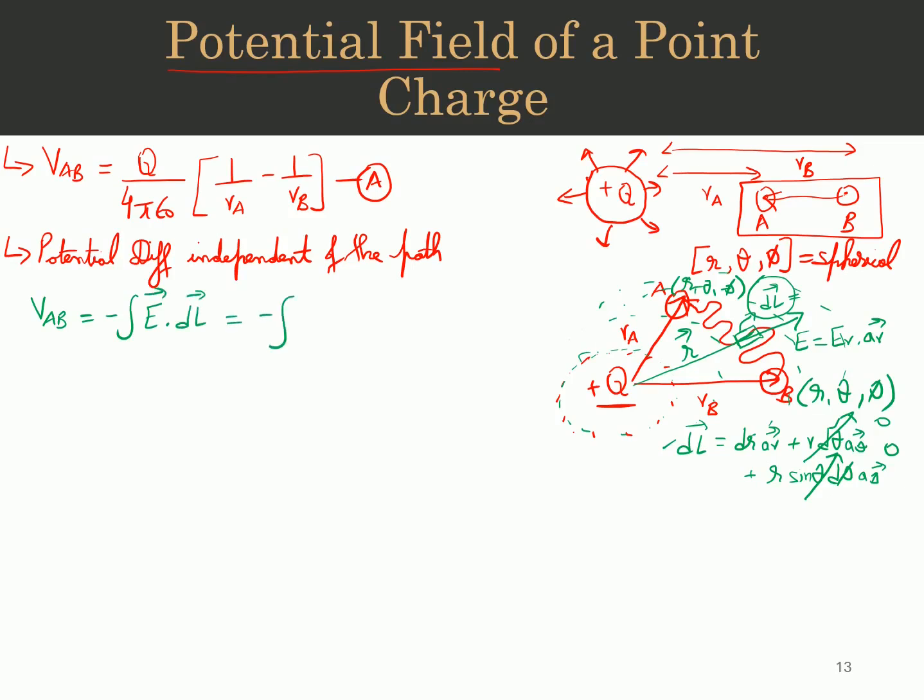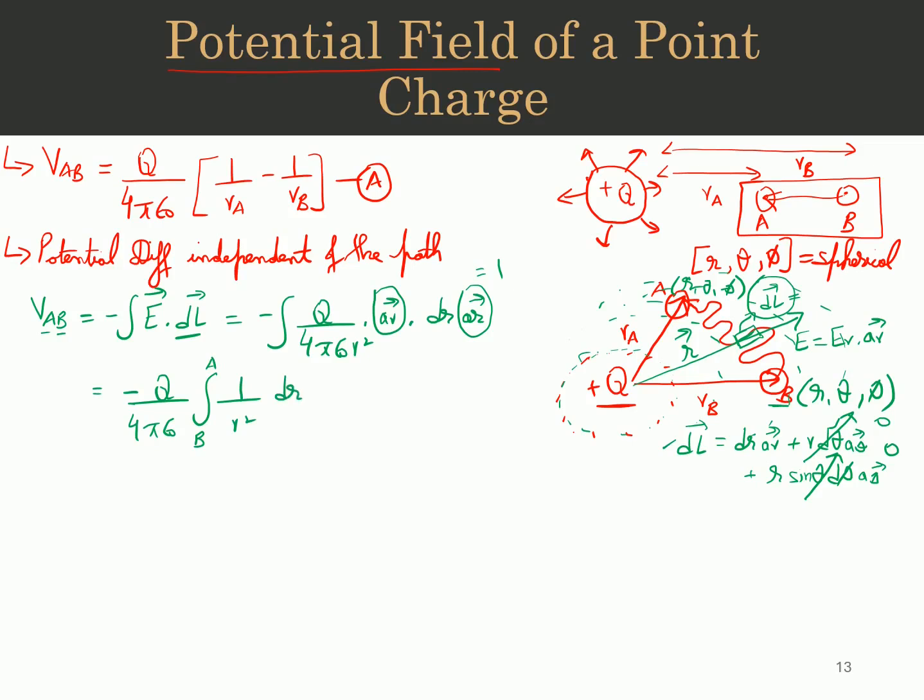Since it's a point charge, the electric field of the point charge is Q divided by 4 pi epsilon r square along a_r, and the value of dl is just dr along a_r. So these two components' dot product will be equal to 1. Thus we will be left with minus Q divided by 4 pi epsilon, and let us put the value of the integral. So we are moving from b to a, so this is the initial value, this is the final value, so b to a, and then we are left with 1 by r square dr.